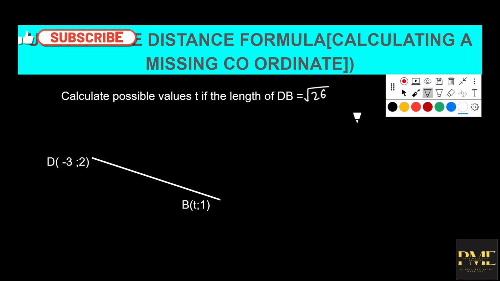Right. So the first way the distance formula is used is when we are required to calculate the missing coordinate when the distance is given, okay? So let us look at this particular instance. We are told to calculate the possible values of t if the length of DB is root 26, okay? So in this case we are given the distance, right? And therefore we are asked to calculate the possible values of t, okay?